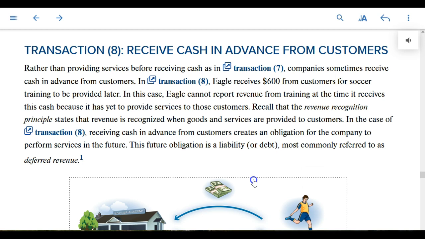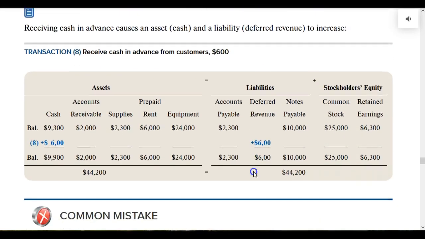It does not go into the Stockholders Equity account. In fact, we owe them something. We owe our customers the services. They paid us. We have not provided the services yet. We owe them the service. So we need to record a liability. We owe someone something. Let's look at this transaction.